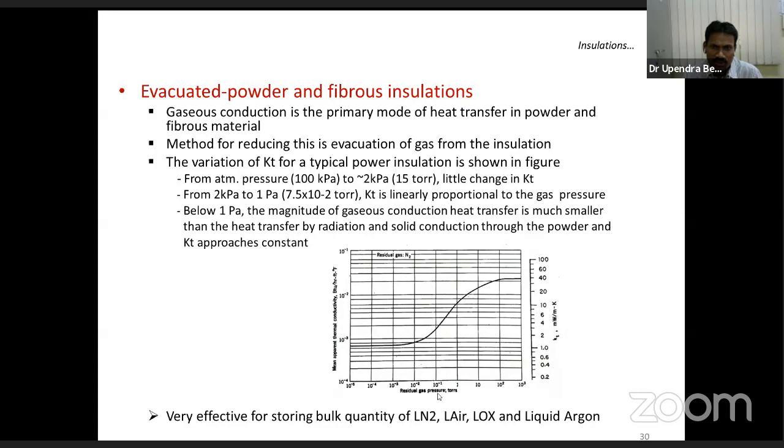So it shows that from atmospheric pressure down to almost 15 torr, with torr given in this column, when you evacuate up to 15 torr, there is little change in the thermal conductivity of this powder insulation. But from 15 torr, from 2 kilopascal, evacuating further to the order of 7.5 times 10 to the power minus 2, the thermal conductivity is directly proportional to the gas pressure, and at that time the thermal conductivity reduces drastically. Below 1 pascal, or 7.5 times 10 to the power minus 3 torr, the magnitude of gaseous conduction heat transfer is much smaller compared to the heat transfer by radiation and solid conduction, and at that time the thermal conductivity stabilizes. This type of evacuated powder and fibrous insulation is very effective for storing bulk quantities of liquid nitrogen, liquid air, liquid oxygen, or liquid argon.